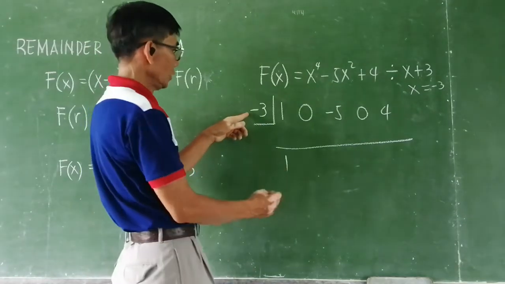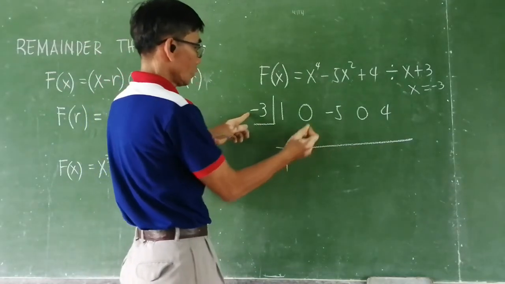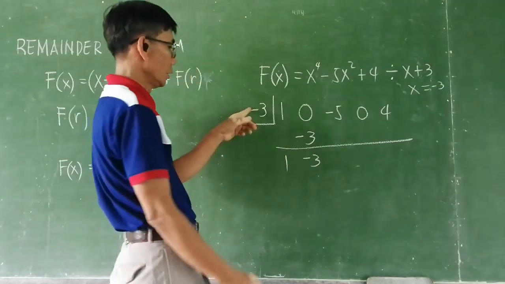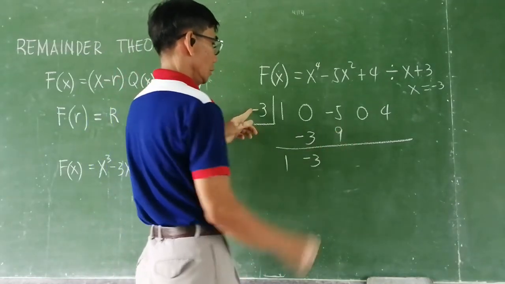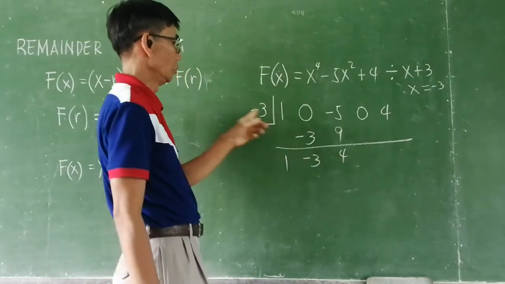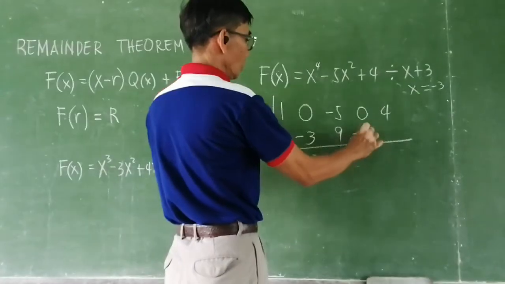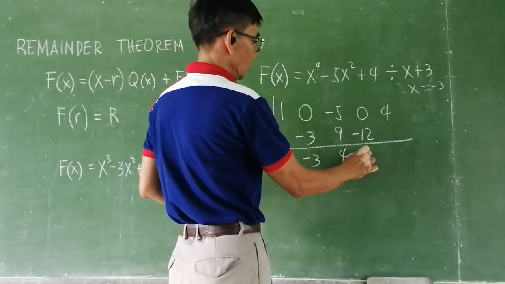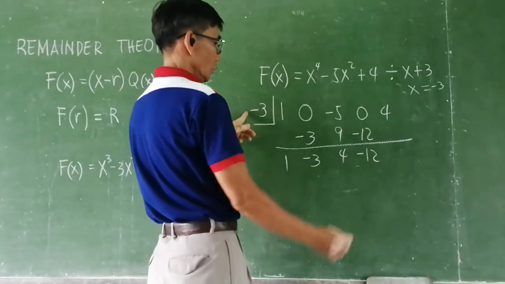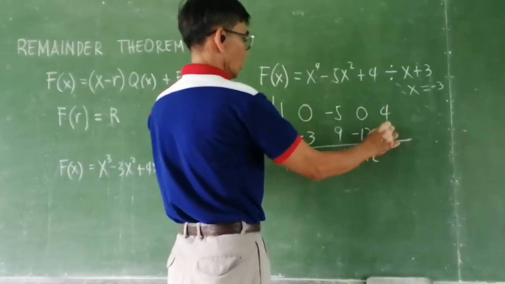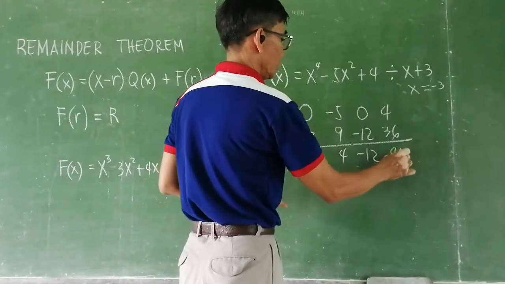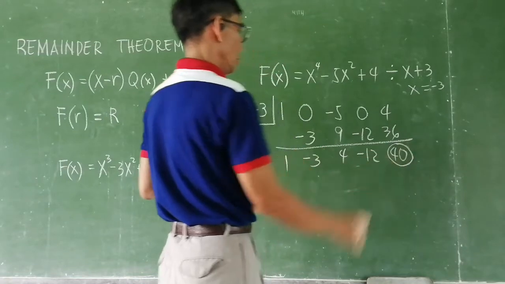1 times negative 3, negative 3. We add, that will be negative 3. Again, we multiply, that will be 9. And then we add again, so that will be 4. And then we multiply, that will be negative 12. And we add again, that will be negative 12. And we multiply, that will be 36. And you add, that will be 40. So this is your remainder.